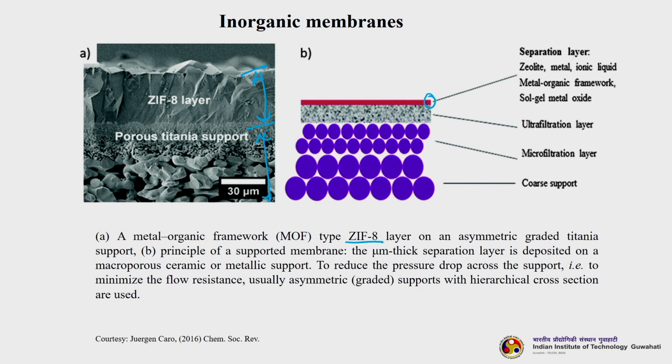Then the second layer where we can see here, it is an ultrafiltration layer. Third layer again here, this is a microfiltration layer. Then we have a coarse support. So, basically it can be a more microporous layer. So, this particular structure is a hierarchical asymmetric inorganic membrane, which tells us that we can have more than 3 or 4 different types of distinct layers fused together to prepare a particular inorganic membrane for particular applications.